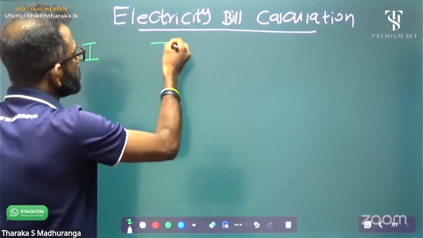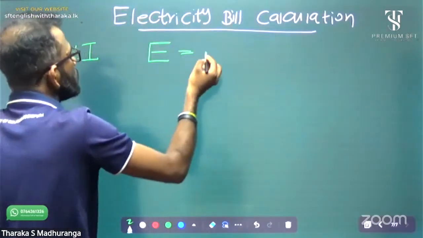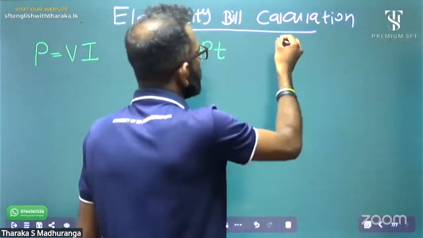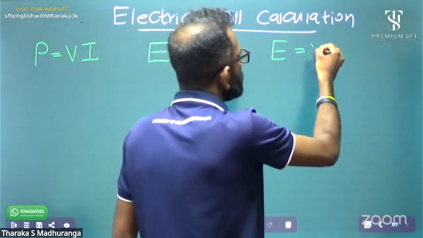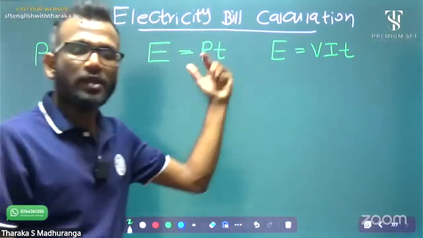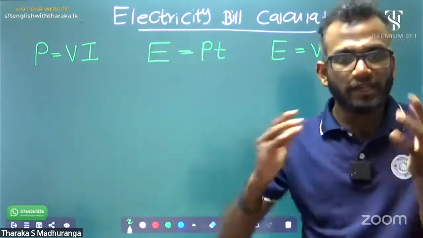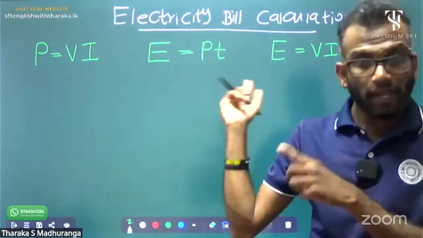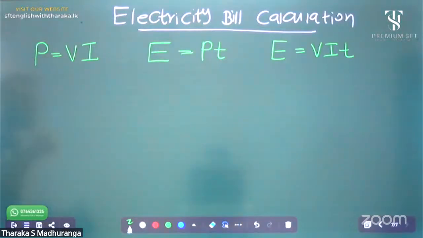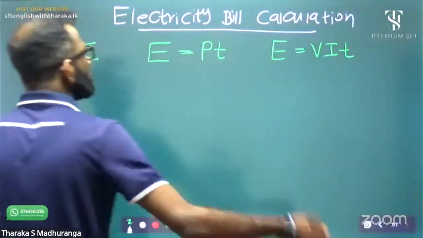Now, energy E, do you remember last week I explained? E equal PT, power multiplied by time, or we can say E equal VIT, since VI means P. They are very important equations. P equal VI, and the electric energy equals PT or VIT. Okay, in electricity bill calculation, remember, what is the unit of energy now?